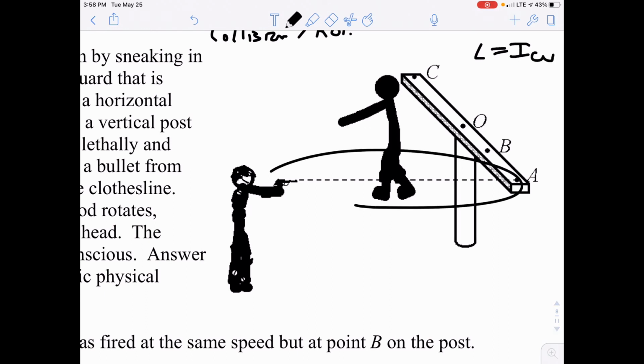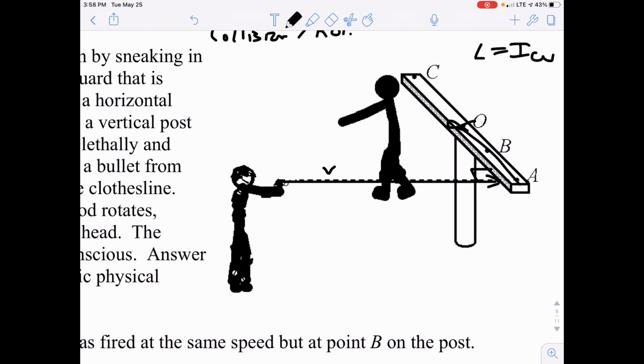The bullet, on the other hand, is a particle. Now, here's the point of rotation. Here's the line of the path moving towards the beam with velocity v. And this is perpendicular. There's the lever arm right there. And this would be L equals mvr. So in order to have angular momentum, you have to have some radius from a potential point of rotation.